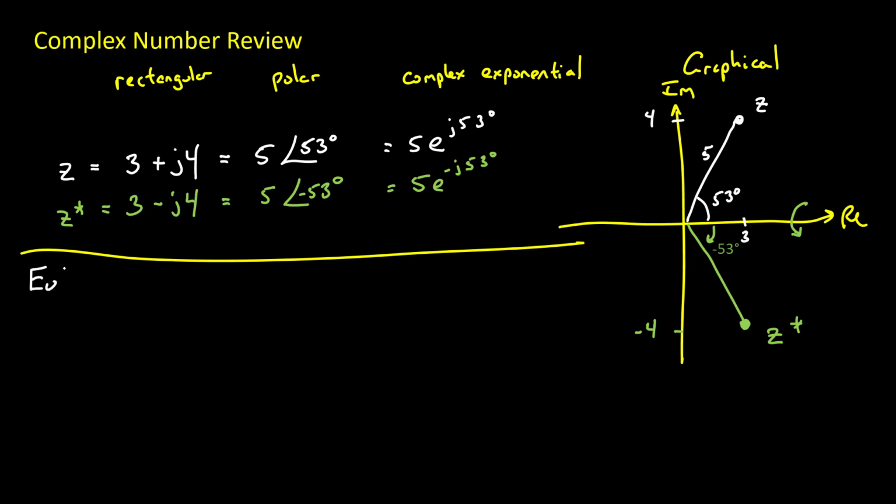Euler's identities are a sequence of rules that can be used to work with complex numbers, and they show how the complex exponential form comes from the rectangular form. In particular, there's 3 that you should be aware of. The first is that e raised to the j omega power can be written as having a real part and an imaginary part. The real part is cosine of omega, and the imaginary part is sine of omega.